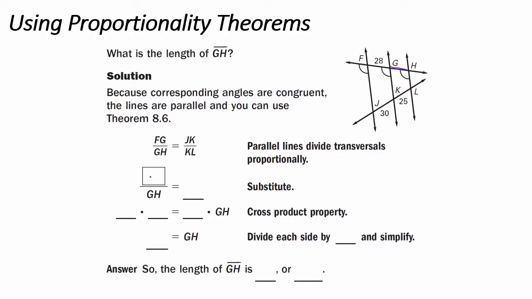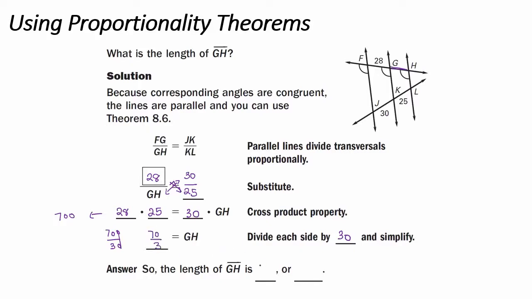FG I know is 28, GH is what I'm looking for, JK is 30, and KL is 25. Cross multiply and you get 28 times 25 is equal to 30 times GH. 28 times 25 is 700. Isolate GH by dividing both sides by 30, and you get 700 divided by 30, which you can simplify, divide both of these by 10 to get 70 over 3. So GH is 70 over 3.